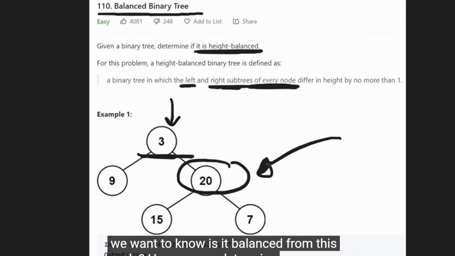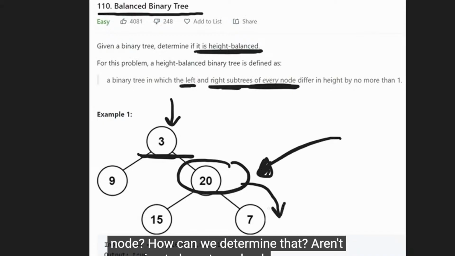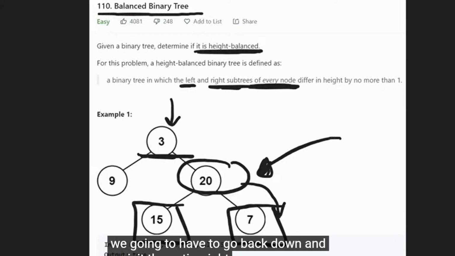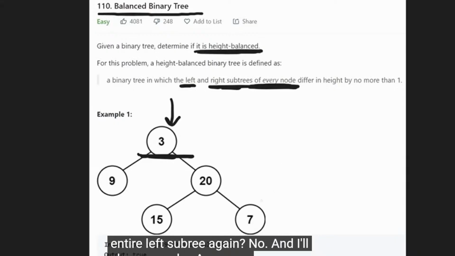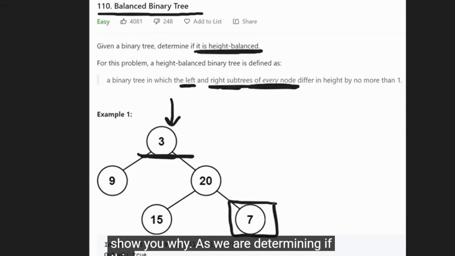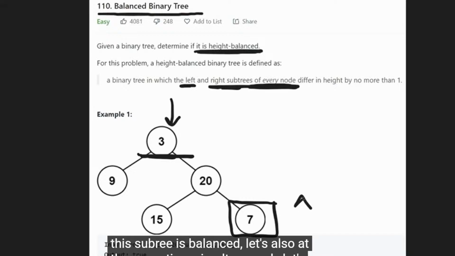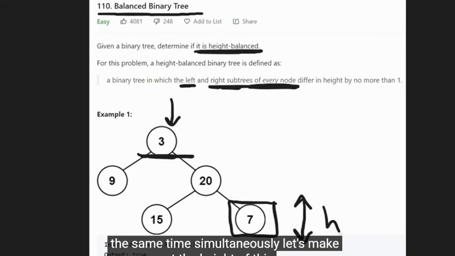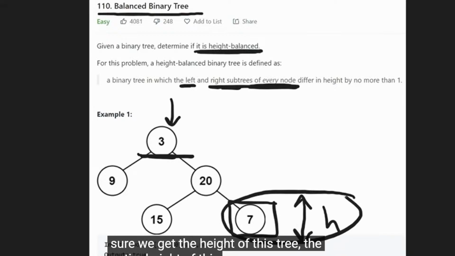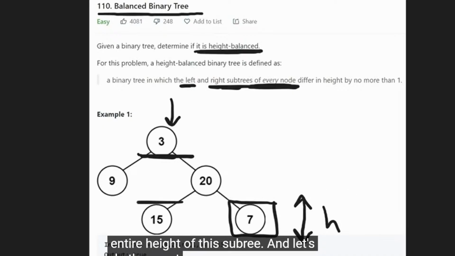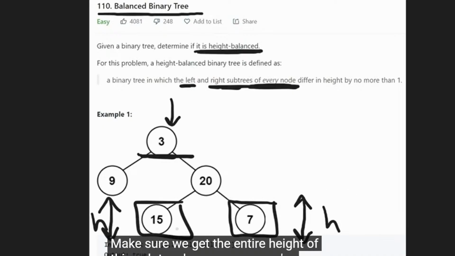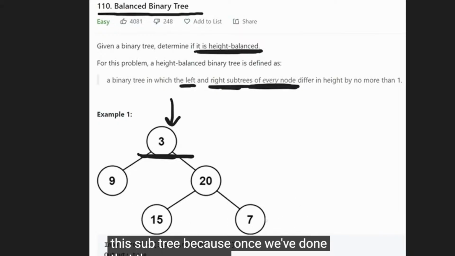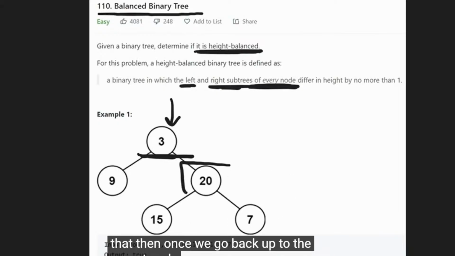How can we determine that? Aren't we going to have to go back down and revisit the entire right subtree and the entire left subtree again? No, and I'll show you why. As we are determining if this subtree is balanced, let's also, at the same time, simultaneously, make sure we get the height of this tree, the entire height of this subtree, and let's do the exact same thing for this node. Make sure we get the entire height of this subtree, because once we've done that, then once we go back up to the parent node from here, it will be easy.